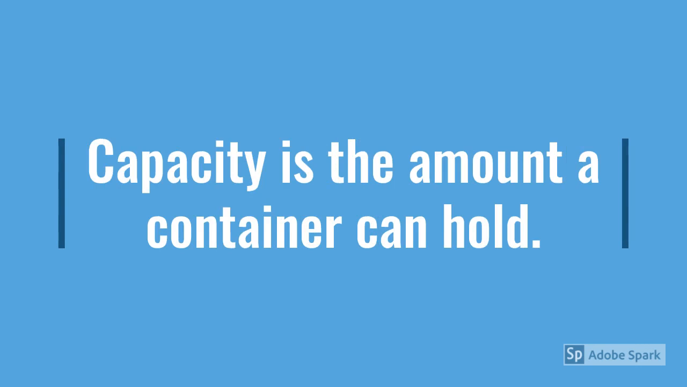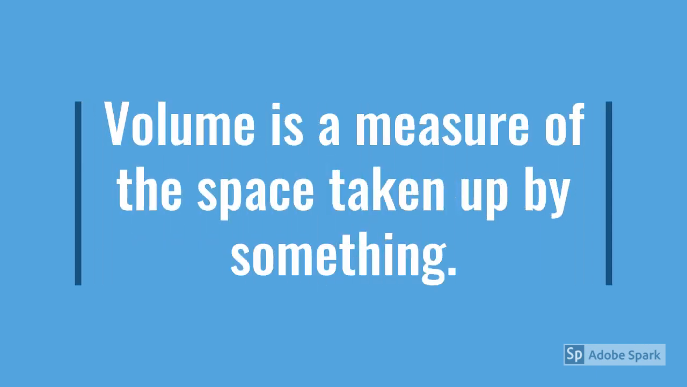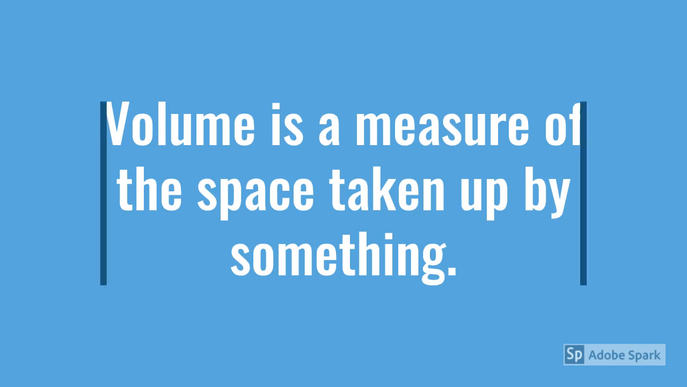So capacity is the amount a container can hold, whereas volume is a measure of the space taken up by something. So for example, the capacity of a jug could be 250 millilitres, but it might only have inside it 100 millilitres of milk. That would be the volume, the 100 millilitres of milk.